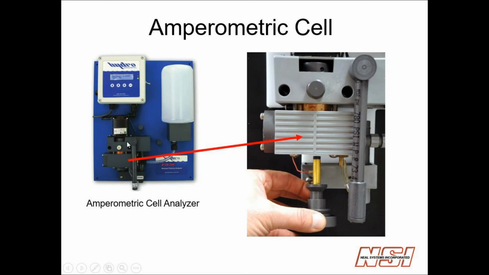The parameter that needs to be controlled in this analyzer is the pressure of the water. So this cell is what's called a constant head device. As the water fills the cell, it overflows a weir and goes to drain. And that maintains a steady pressure in the cell. So with these analyzers, amperometric analyzers require stable pressure, stable temperature, and pH. And that is what's used to measure chlorine.